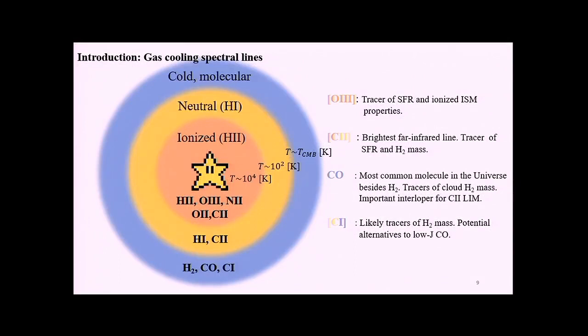The CO and the C1 lines, which come mostly from the neutral ISM phase, are thought of as tracers for the molecular hydrogen mass, which sources the star formation activities. So the main point of my talk today is to develop physically motivated or first principle models for those lines so that we can better probe the nature of very distant galaxies.